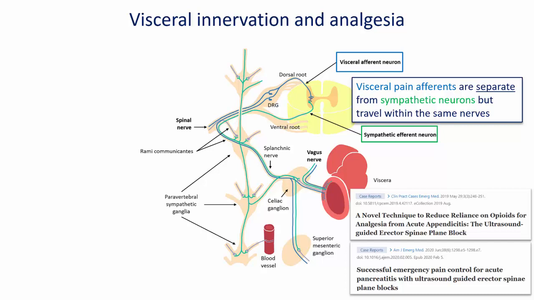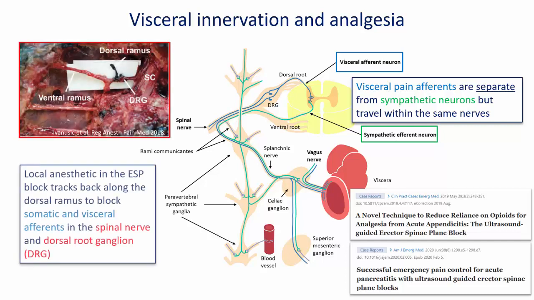rather that the sensory afferents from viscera travel with sympathetic efferents in the same anatomical nerves and plexi, which is why a so-called sympathetic block, like a celiac plexus block, relieves abdominal cancer pain, for example. Therefore, the only place where a local anesthetic from an ESP block can possibly exert an effect on visceral pain is at the dorsal root ganglion and spinal nerve, where the visceral sensory afferents, which are the green lines in this diagram, converge with the somatic sensory afferents carried in the intercostal nerves and ventral rami, the blue lines.